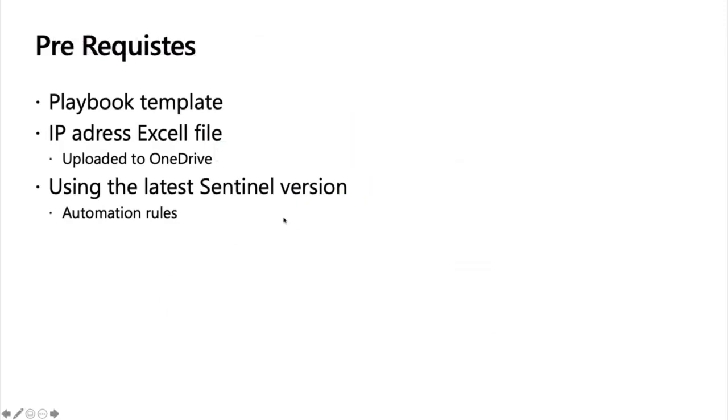So what we will need for this playbook is, of course, the playbook template. We'll need an IP address Excel file, which is a list of all the authorized IP addresses, which is going to be uploaded to OneDrive, and of course, using also the latest Sentinel version, which has automation rules. I will provide everything later on.